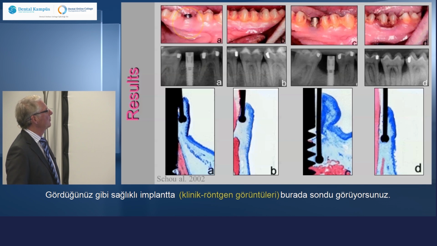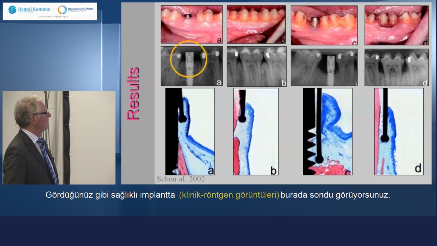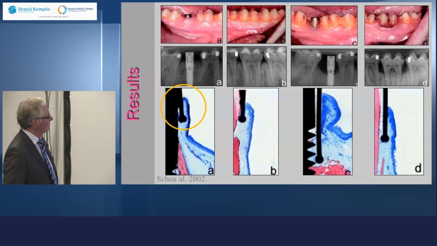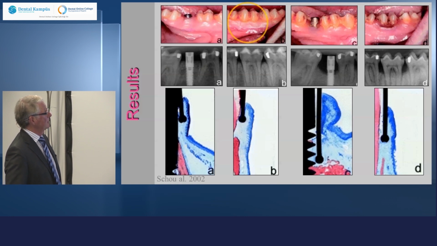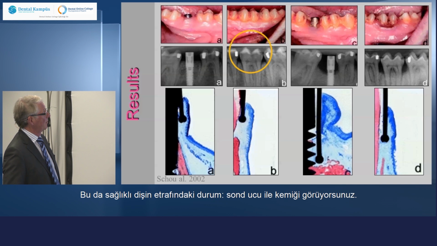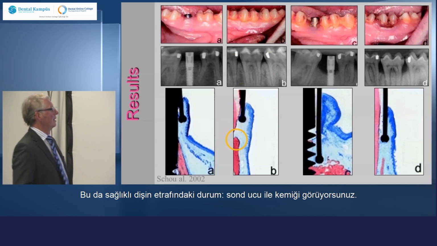You can see in the healthy situation with the implant, here, there, and there you have the probe. And this is the probe tip, and this is now where you have the bone level. This is the healthy situation around the tooth, where you have the probe tip and you have the bone.